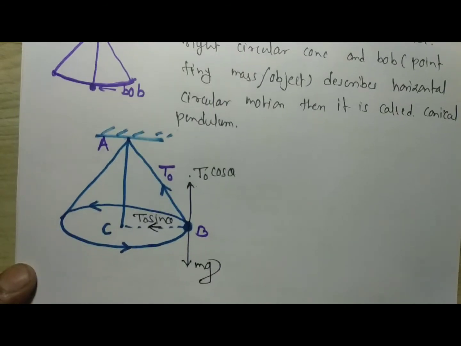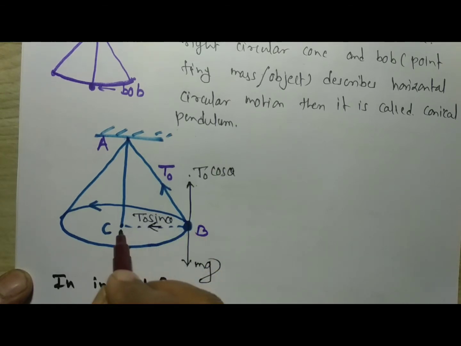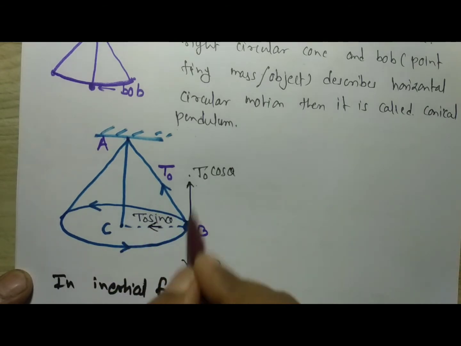It is found in an inertial frame of reference. In inertial frame of reference, first of all we have to think about the bob. It is acting towards the center, and the centripetal force is provided by that T sin theta, and T cos theta is another component of that T0, which is acting vertically upward and balances the weight of that bob. That means mg.